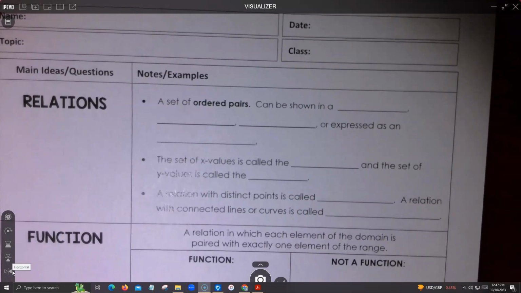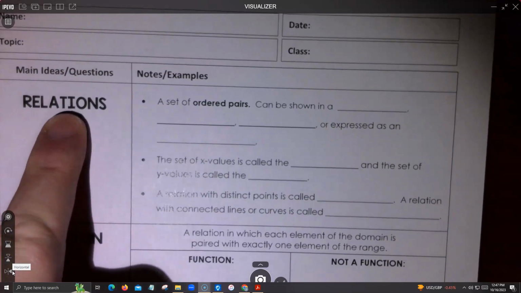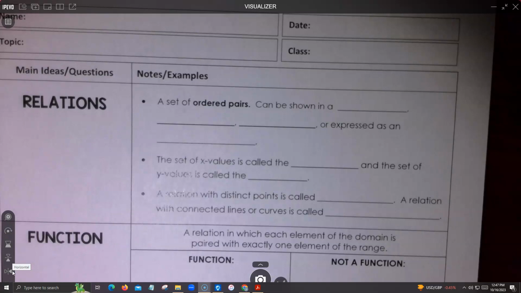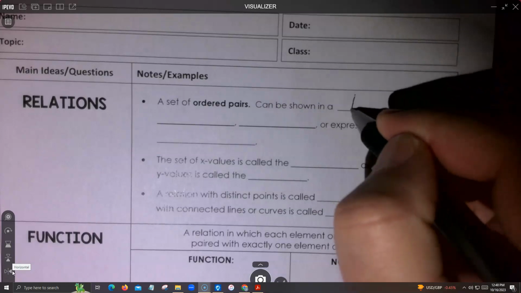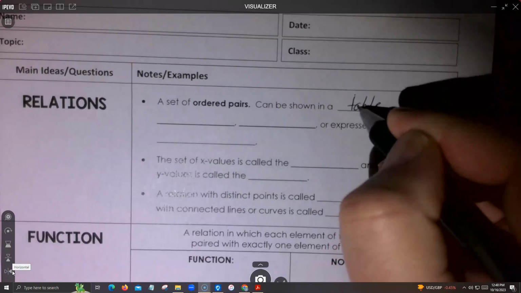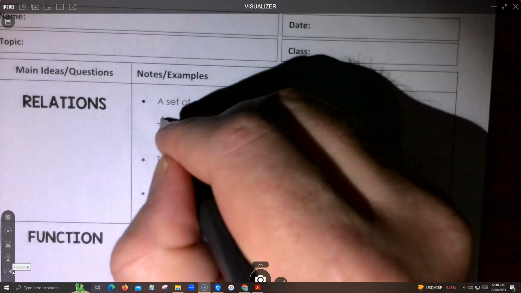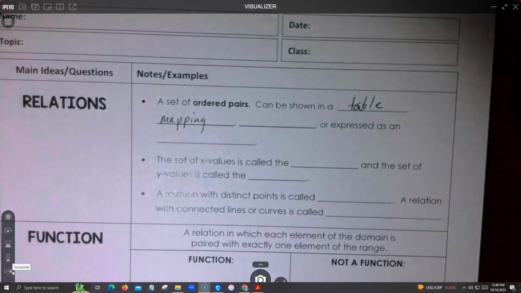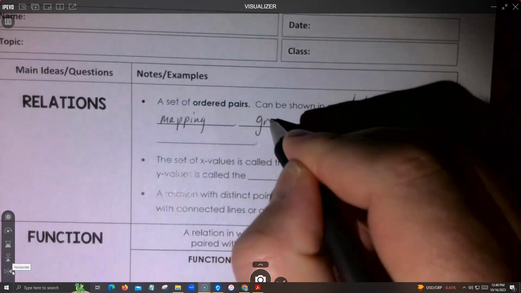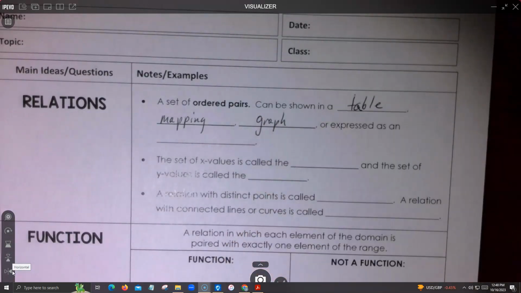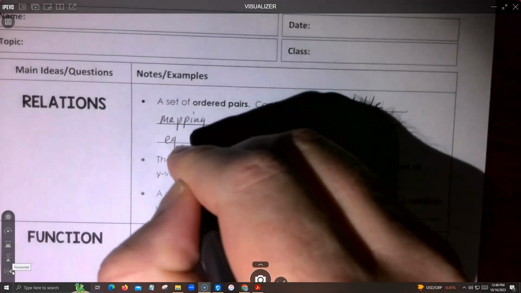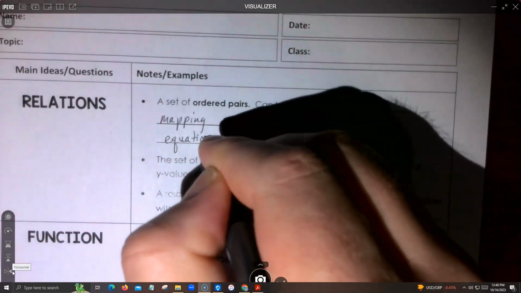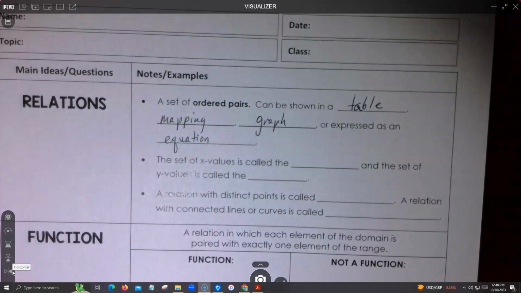All right, a set of ordered pairs. Again, we're talking about relations. So it's a set of ordered pairs. And an ordered pair can be shown in different ways. One of them is as a table. One way is what's called a mapping, which, again, all of these we will investigate a little bit. A graph or an equation. So all relations can be shown in at least these four ways.